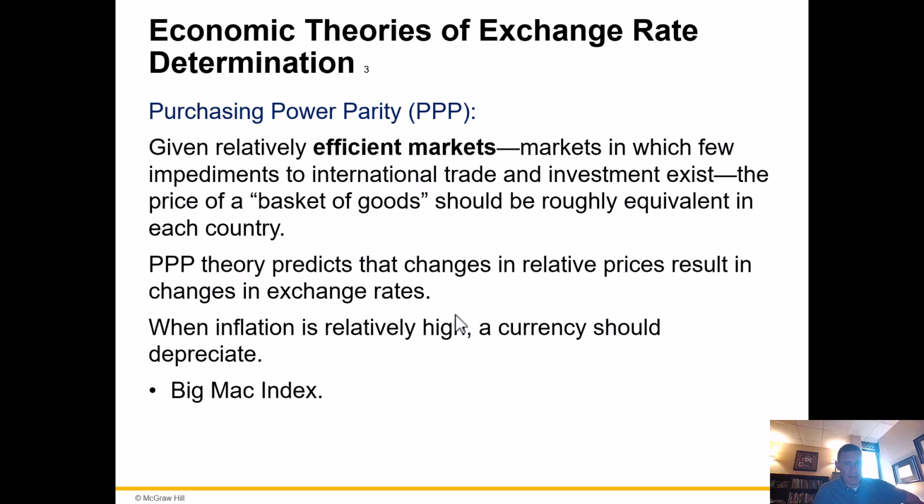PPP theory predicts that changes in relative prices result in changes in exchange rates. When inflation is relatively high, a currency should depreciate, and of course, they infamously dubbed this the Big Mac Index, which you can read more about.